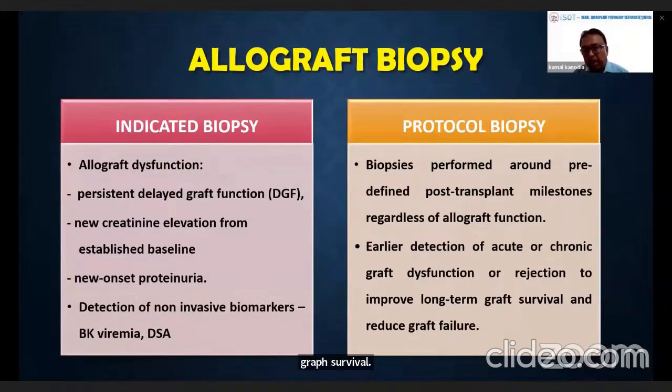So the main reason for this is the detection of subclinical rejection. If they are detected, they are treated, and so the graft survival is improved, and we can reduce graft failure in the long term.